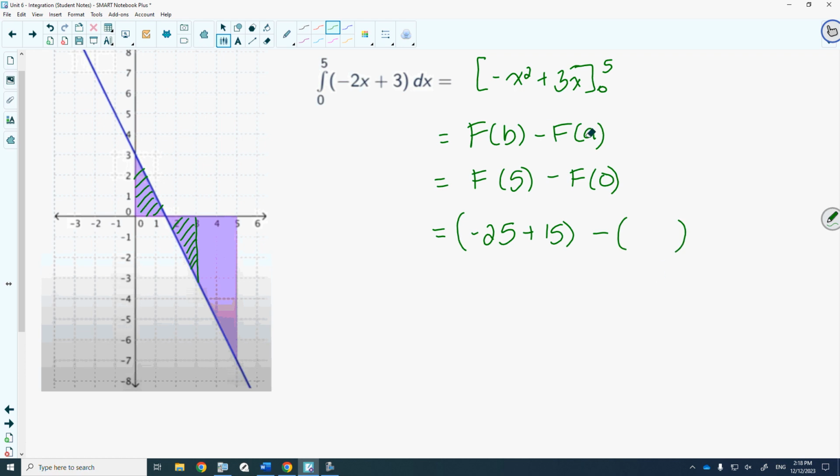F of 0, if you just put 0 into this antiderivative, we're going to get 0. So that will equal negative 25 plus 15 is negative 10 minus 0. It's going to give us a net area of negative 10, which should make sense, right? Overall, we have a net negative area. The amount of area below the x-axis is much larger than the amount of area above the x-axis.